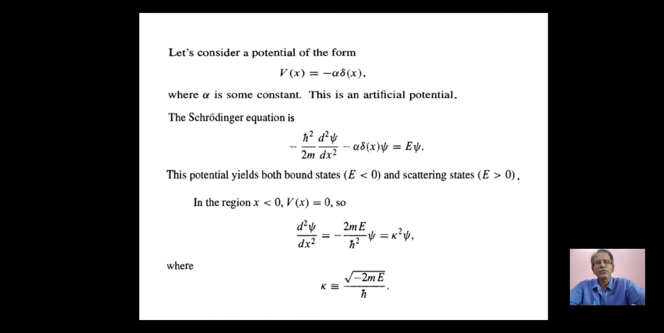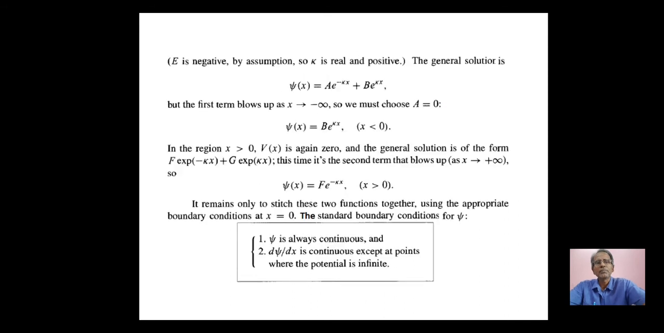In the region x less than 0, we have V equal to 0, and therefore the Schrödinger equation assumes the form d²ψ/dx² = −2mE/ħ² ψ = k² ψ, where k = √(−2mE)/ħ. The general solution in the region x less than 0 is ψ = A exp(−kx) + B exp(+kx). As x tends to minus infinity, the first term blows up, that is A becomes equal to 0, therefore ψ = B exp(kx) for x less than 0.